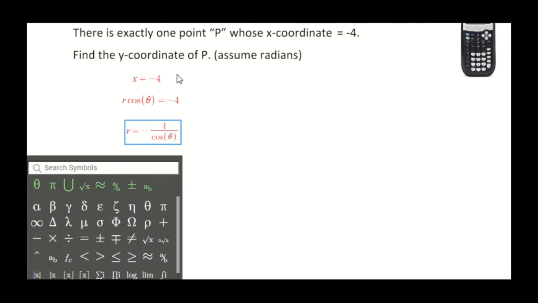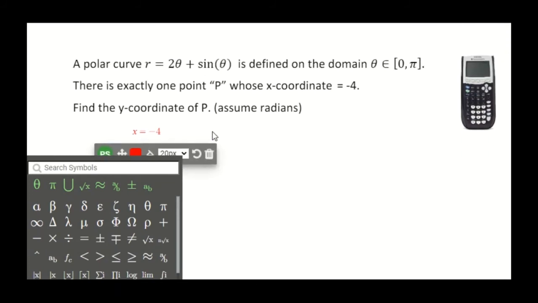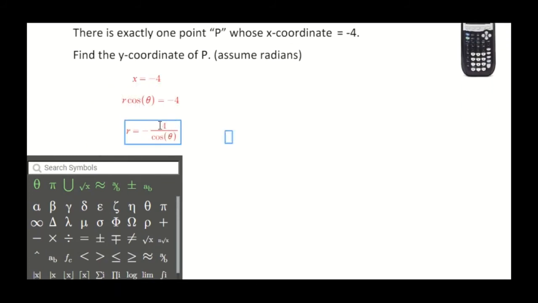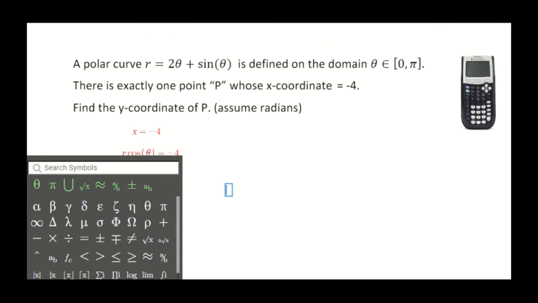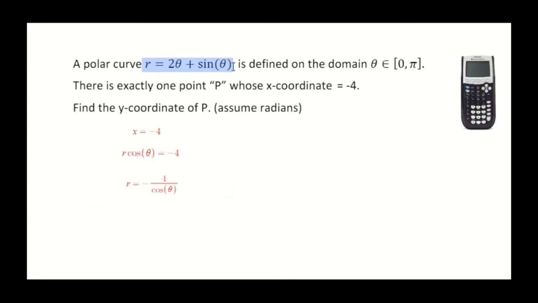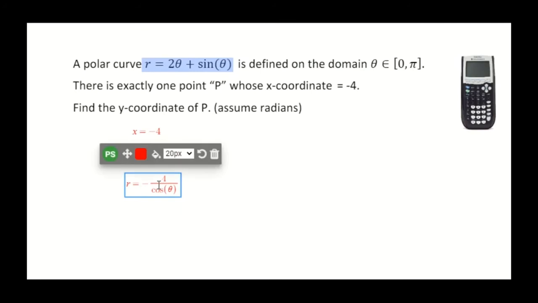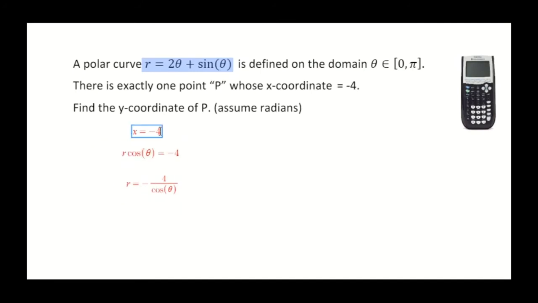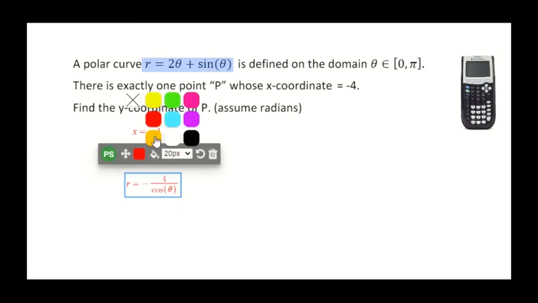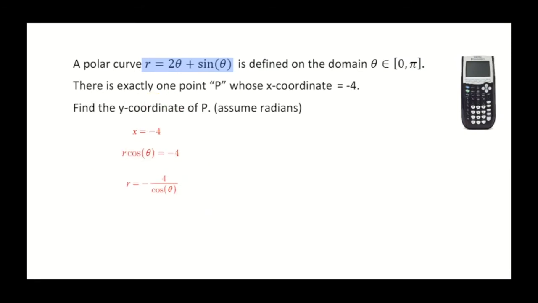And why are we doing this? Well, we want to figure out what the y-coordinate is when x is -4, and so we've converted this to polar form. So basically we're going to have our curve that we're interested in, the 2 theta plus sine theta, and we're also going to have another curve, which is just that vertical line where x is -4. And we're going to use the calculator to find the point of intersection between these two curves. And that should give us our value.